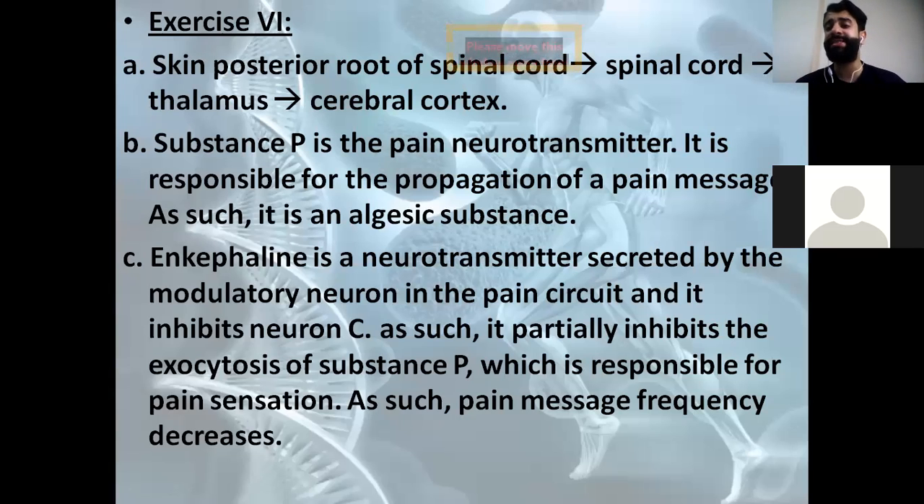Substance P is the pain neurotransmitter. Is it the neurotransmitter responsible for the pain? What does it do? It's responsible for the propagation of the pain message. As such, it's an analgesic substance because it causes the feeling of pain. The substance that causes the relief of pain or decrease in the feeling of pain, we call analgesic.